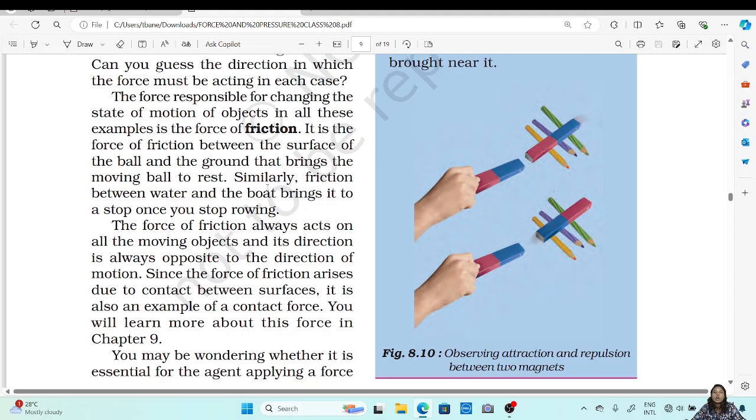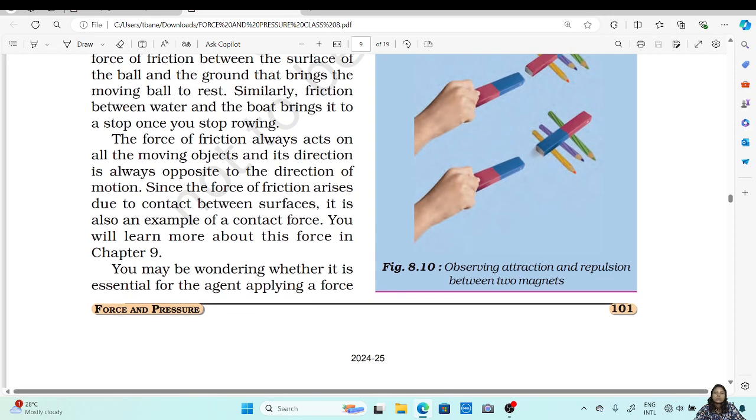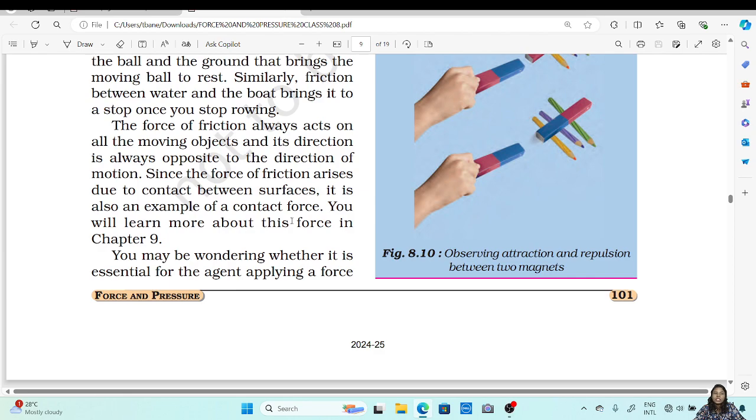So friction is that force between the surface of the ball and the ground. Similarly, friction between water and boat brings it to a stop once you stop rowing. The force of friction always acts on all moving objects, and its direction is always opposite to the direction of motion. The minute you stop applying force, there will be a force between the object and the surface that stops the object from moving. That is the force of friction.